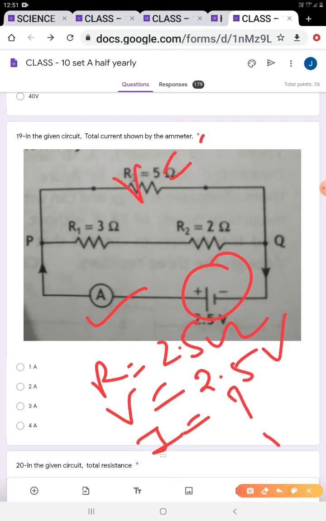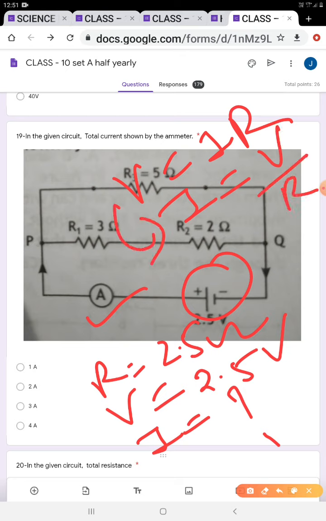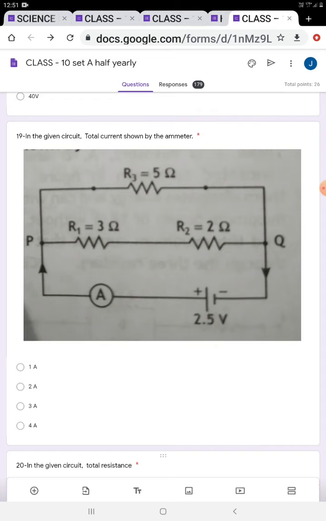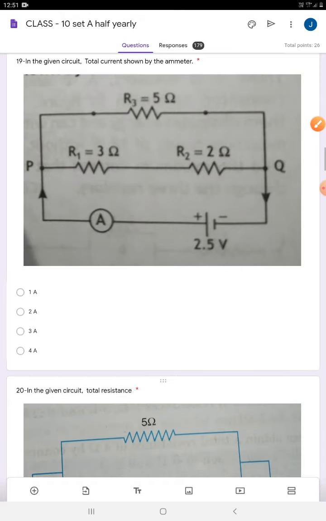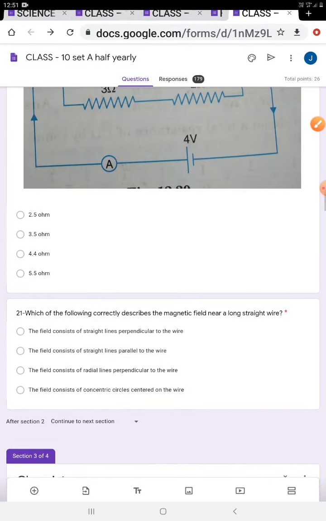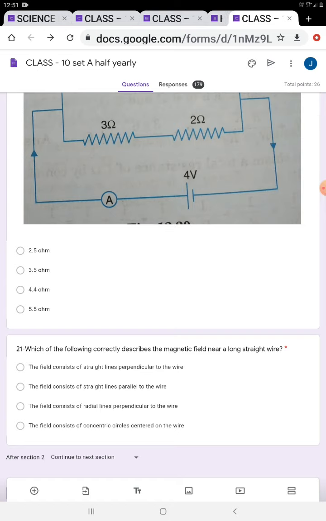As we know, we have the formula V equal to IR. So we can find it from I equal to V upon R. Okay, we can write this as I equal to V upon R. Then put all the values here. V, which is 2.5, R, which is also 2.5. So after dividing it, it will be 1 ampere. So the answer of this question should be 1 ampere. No problem in that question. Okay, this was our last question.